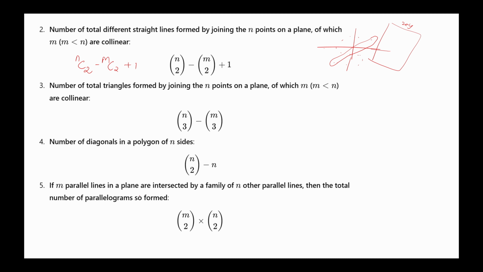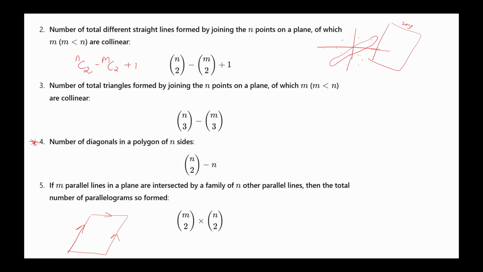If m parallel lines in a plane are intersected by a family of n other parallel lines, then the total number of parallelograms formed is? I hope you all know a parallelogram is formed with two parallel lines this side and two parallel lines this side. That is why we call it a parallelogram, right? So when there are m number of parallel lines and n number of parallel lines, both different, and they intersect with each other, how many parallelograms would be formed? Simply MC2 into NC2. So keep these formulas in mind.